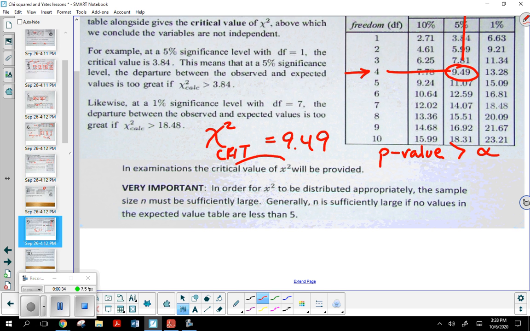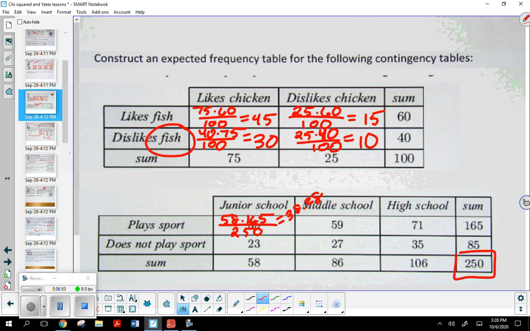Okay? Now, very important, in order for chi-squared to be distributed appropriately, the sample size n must be sufficiently large. Generally, n is sufficiently large if no values in the expected value table are less than 5. Now, there are a few restrictions when it comes to chi-squared tests for independence. One of them being, if you have expected values that are less than 5. Let's come back over here, like maybe to one of these. Okay. If any of your expected values turn out to be less than 5, that could potentially be a problem for your results.